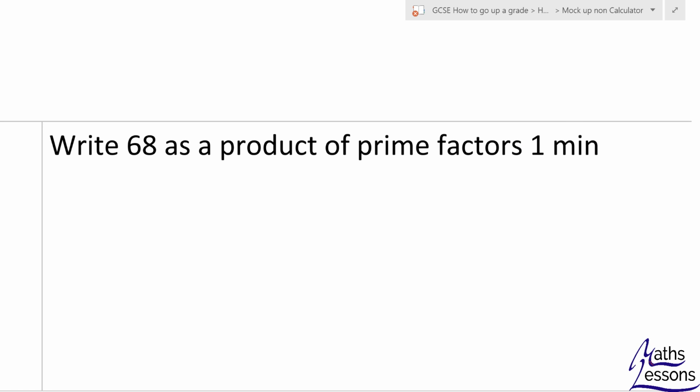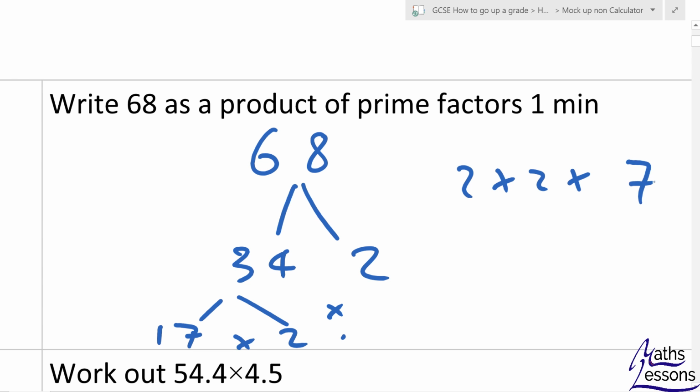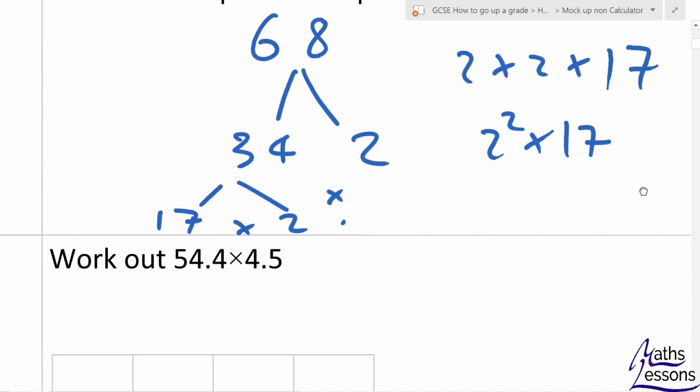Okay, so that's that one. I think the best way to do this is a factor tree. No matter how you do it, if you want to do it 34 times 2 or something else, it doesn't really matter, you can still split it up. So here's 34, here's 2. Then 34 can be 17 times 2. So therefore we've got 17 times 2. You could write it as 2 squared times 17.